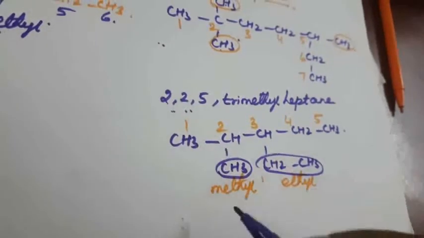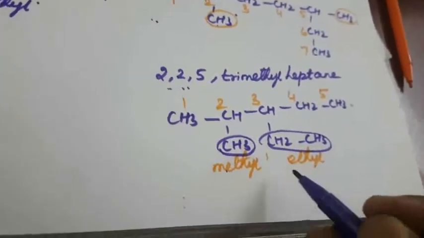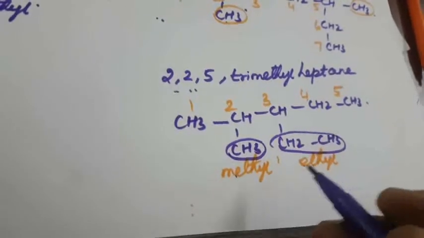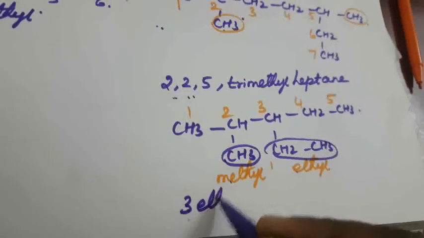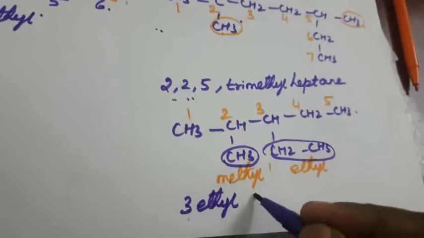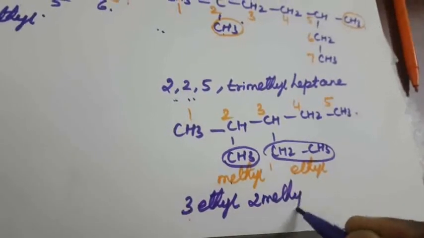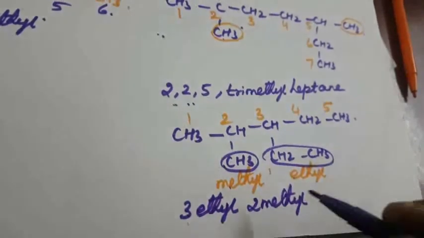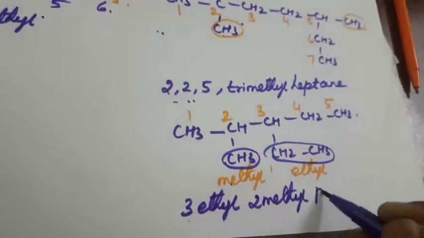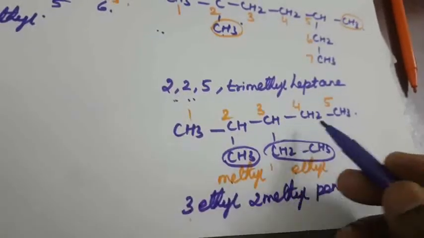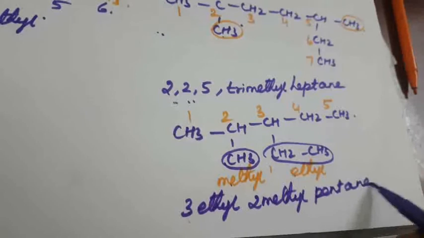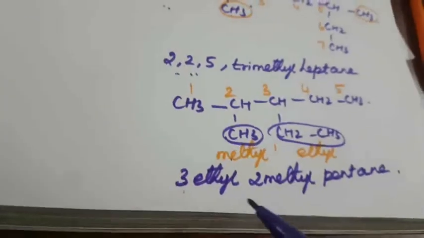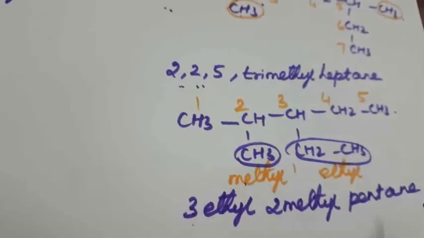Okay, how to write the name? Prefix comes before that. Root word is 5 carbon. So methyl, ethyl. Which one is coming first? According to alphabetical order, ethyl first. So that is 3-ethyl, 2-methyl. Then what does 5 carbon mean? What is the root word? That is pent. The compound is saturated, so the suffix is ane. Okay, so this is 3-ethyl-2-methylpentane.